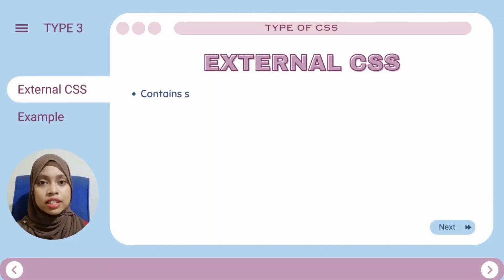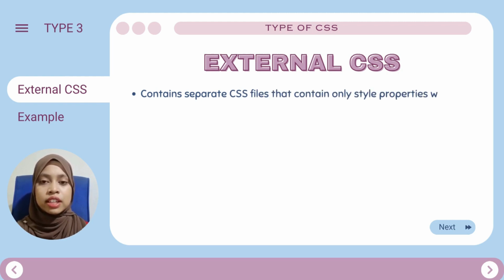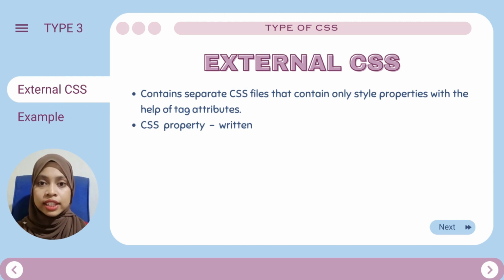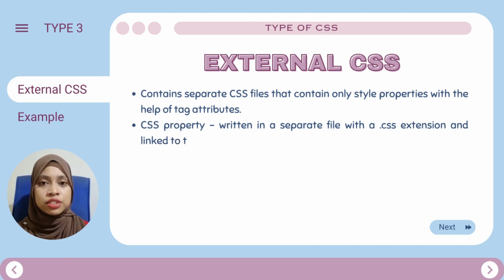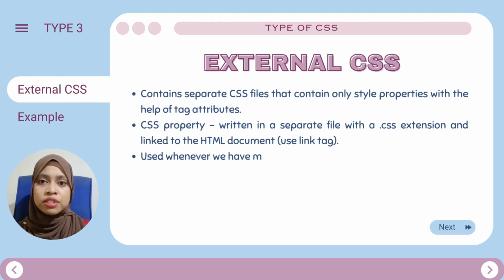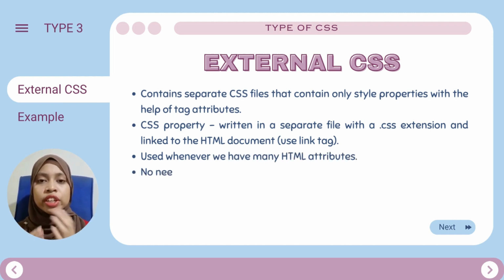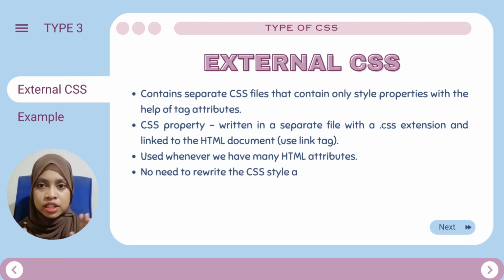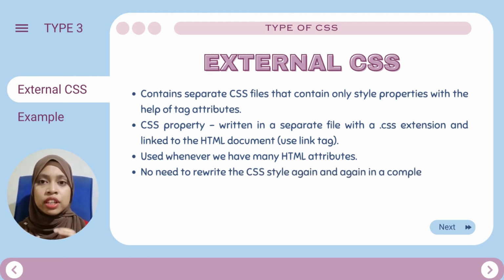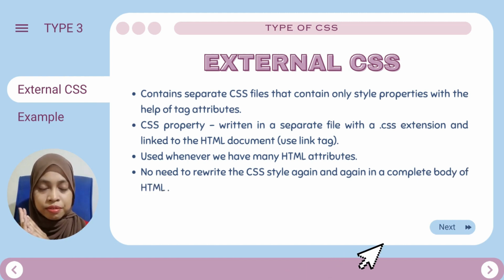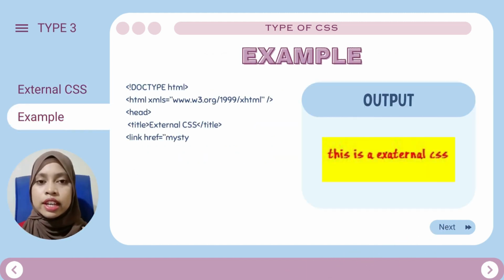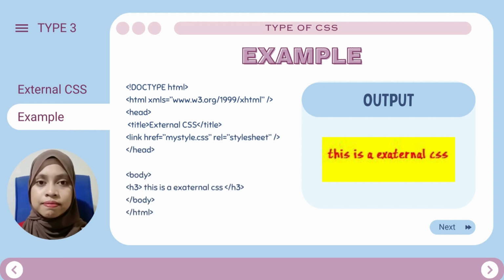The last one is external CSS. External CSS contains a separate CSS file that contains only style properties with the help of tag attributes. For example, class, ID, heading, and so on. CSS property is written in a separate file with a .css extension and should be linked to the HTML document using a link tag. Generally, external CSS is used whenever we have many HTML attributes and we can use them as required. There is no need to rewrite the CSS style again and again in a complete body of HTML that inherits the property of the CSS style file. And this is an example of external CSS.